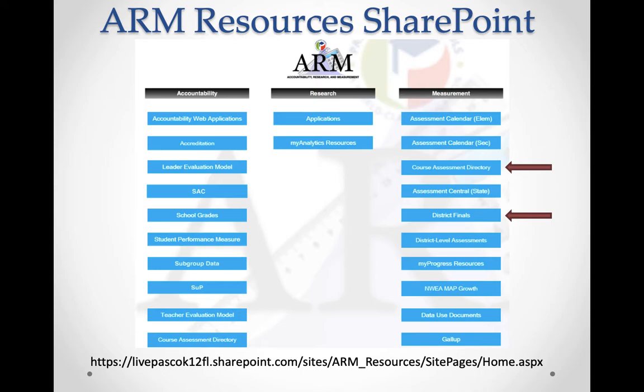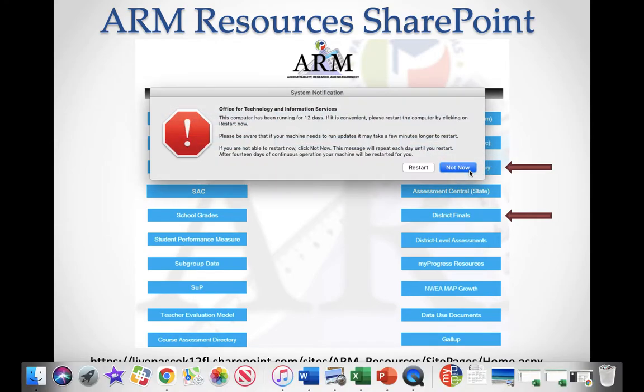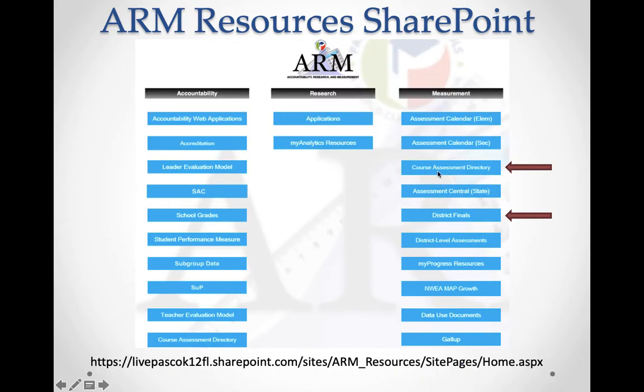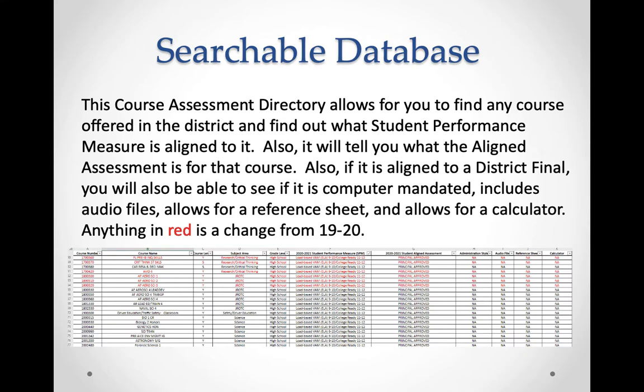When you're in SharePoint, you type in the search bar ARM, and then you look for these ARM resources. The one that you're going to want to look at, because I've already checked all of your course assessment directories and I know who's taking a district final and who's not, is the one that says district finals. It has a whole OneNote that goes over everything you could possibly need to know. So this is the shareable database. If you have any questions about whether you have a district final or principal proof test, you can email me.